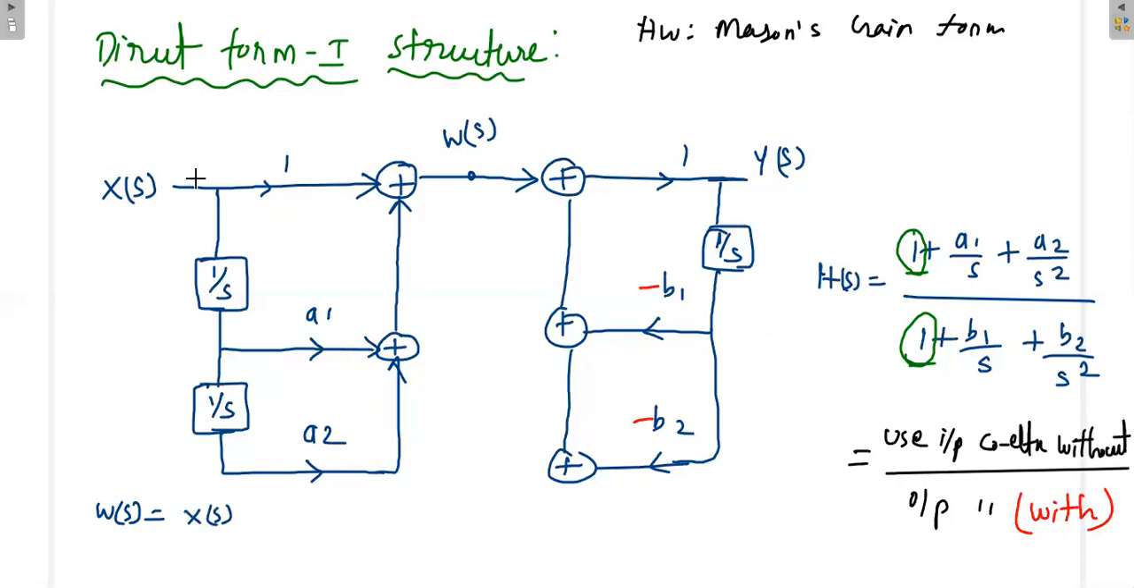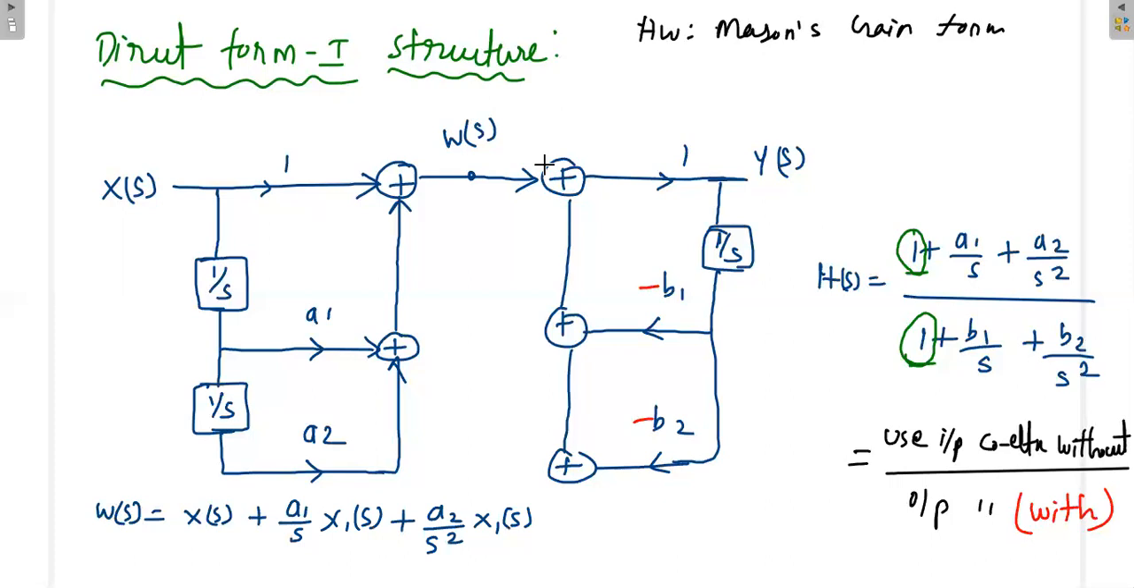Again, what is happening: the same X(s) is coming here, then multiplied with 1 by s, then if you go like this, again multiplied with a1, so this is a1 by s X1(s). If the same X(s) is coming like this, 1 by s, again 1 by s, so 1 by s square, then a2 is added with this to get W(s). That means the next term is a2 by s square X1(s).